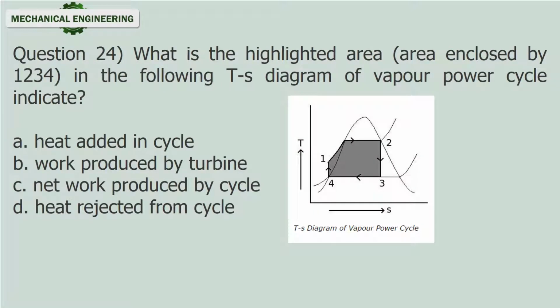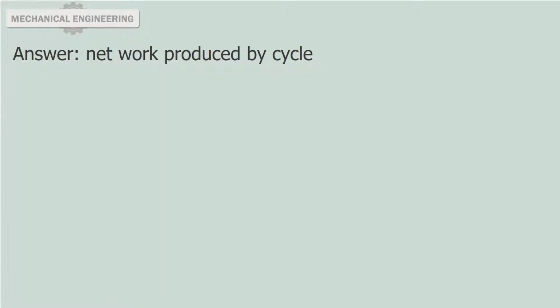Question 24. What is the highlighted area enclosed by 1234 in the following TS diagram of vapor power cycle indicate? A. Heat added in cycle. B. Work produced by turbine. C. Net work produced by cycle. D. Heat rejected from cycle. Answer: net work produced by cycle.